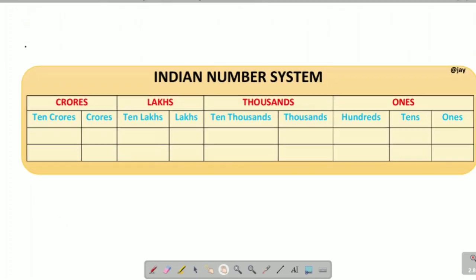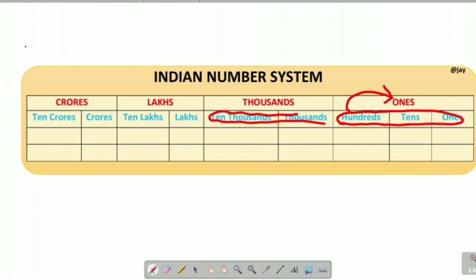Let me show you. The basic difference is that a period is greater than a place, meaning a group of places can form a period. For example, here ones, tens and hundreds are the places of the ones period. Similarly, thousands and 10,000s are the places of the thousands period. Similarly, lakhs and 10 lakhs are the places of the lakhs period, and crores and 10 crores are the places of the crores period.